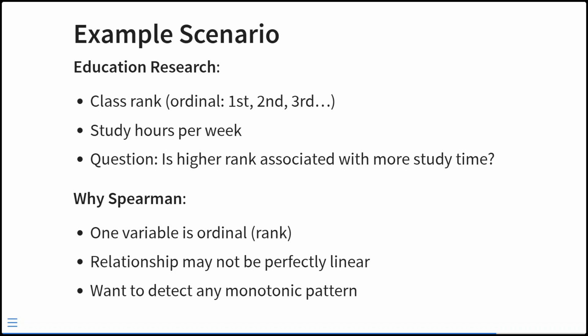So why do we consider Spearman? One variable is ordinal, which is our class rank, and the relationship may not be perfectly linear. I want to detect any monotonic pattern.